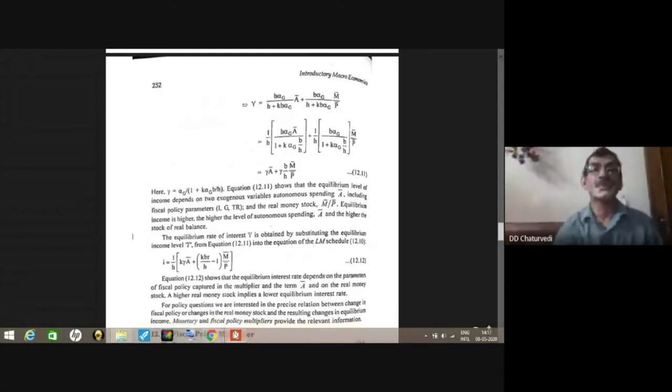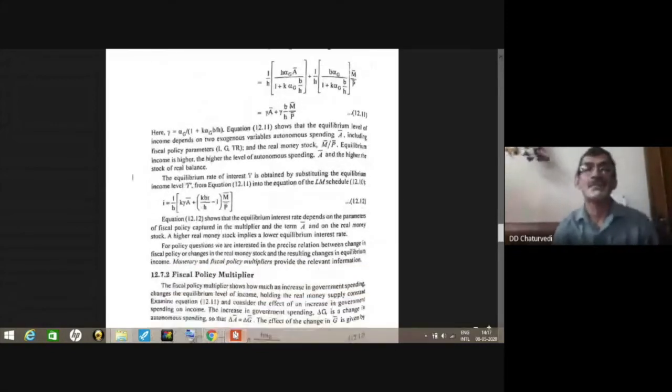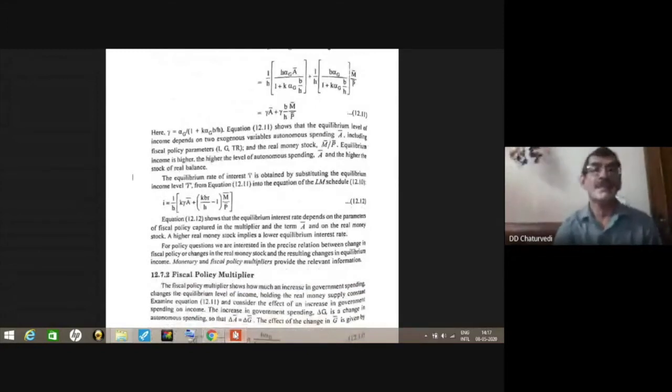And this equation shows that the equilibrium interest rate depends on the parameters of fiscal policy, which are captured by the multiplier and the term A bar, and on the real money stock. So A bar is autonomous spending, the multiplier is given by alpha G or gamma, and the real money stock is given by M bar divided by P bar. Now in the next subsection, we can get the value of the fiscal policy multiplier.